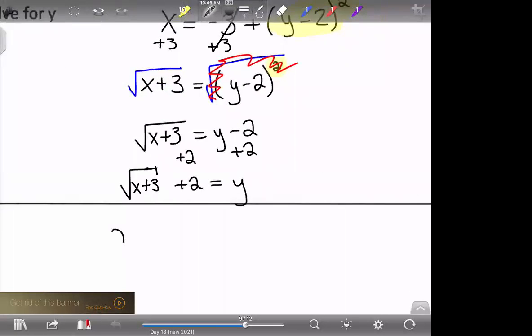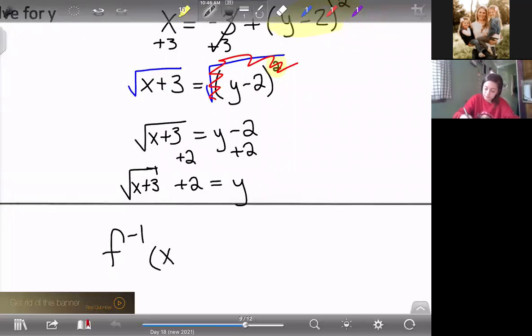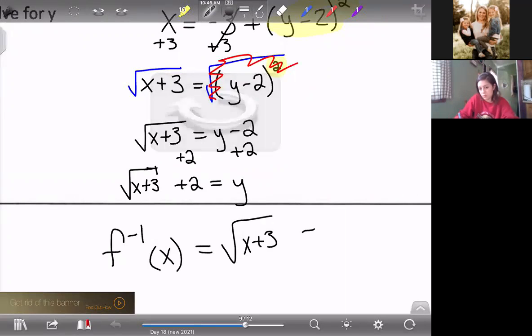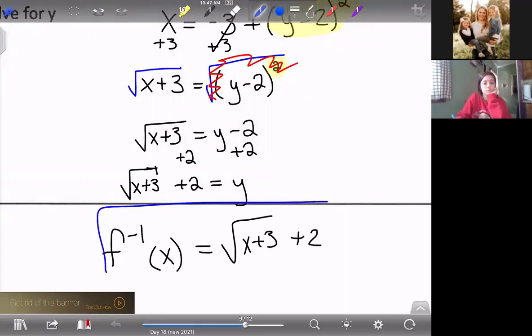Then we're just going to rewrite our answer in inverse notation. F inverse of x equals the square root of x plus 3 and then the plus 2. And then this is my final answer. So F inverse of x equals the square root of x plus 3, and then the plus 2 again hangs out at the end. You cannot combine the 2 and the 3 because the 3 is underneath the square root, the 2 is not.